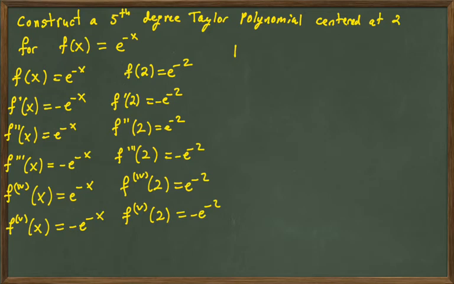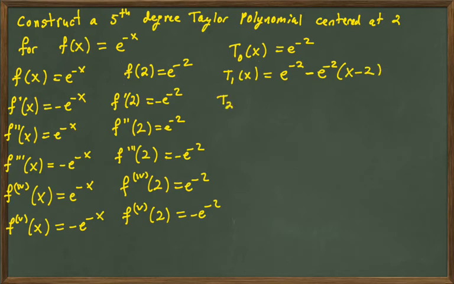Now what I'm going to do is write out all the Taylor polynomials up to the 5th degree. Okay, so the zeroth Taylor polynomial is going to be just f of 2, which is e to the negative 2. The first degree Taylor polynomial is going to be e to the negative 2 minus f prime of 2, which is negative e to the negative 2, and then x minus 2 to the first power.